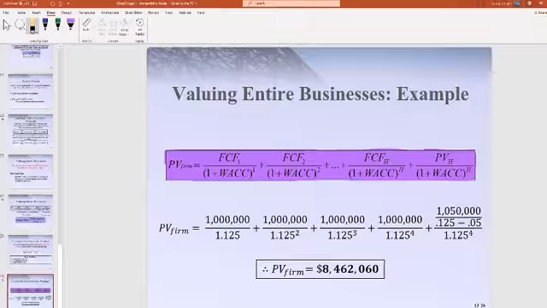Once you find the horizon value, you divide it by 1.125, which is 1 plus WACC. You can do this on the side, because it will give you only a number when you calculate it. Once you have the number, you put it in the formula. This is the present value. Then you divide it by 1 plus WACC. The answer here is 8,462,000. So the value of the company is almost 8 and a half million.